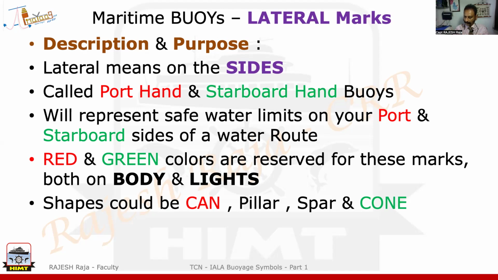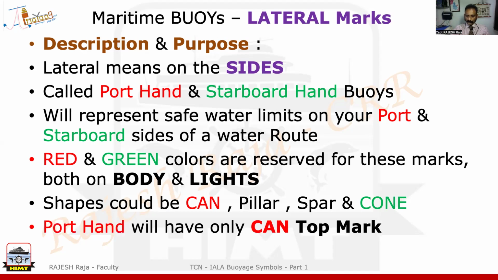These are the shapes which usually are there on each of these sides. They normally are not interchanged. Can is always there on the port side, and the cone is always there on the starboard side. Okay, and pillar and spar could be anywhere you can put it on.